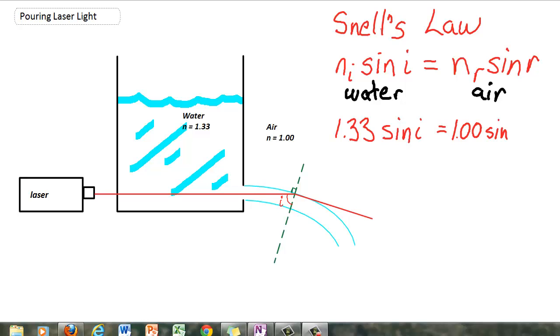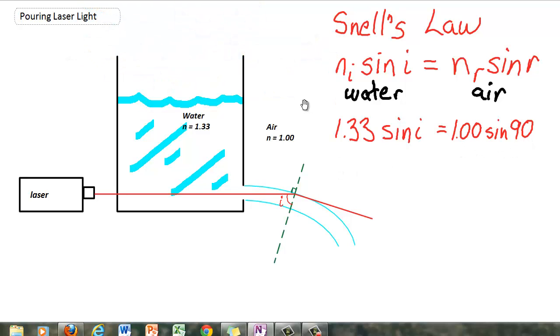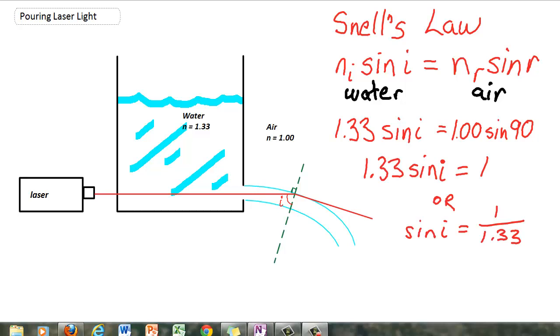Let's proceed. Now I'm going to emphasize this one more time. We're trying to find the critical angle, and the critical angle is the angle of incidence such that we're at the maximum possible refracted angle. So it becomes pretty simple. The maximum possible refracted angle is always 90 degrees. That's what we're going to put in for R up top. Now if you'll recall, sine of 90 degrees is just 1, and 1 times 1 is 1. So really my equation becomes simply 1.33 sine I equals 1. Isolating for sine I, I divide both sides by 1.33 and I get sine I is 1 over 1.33.